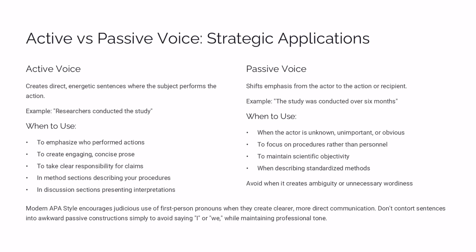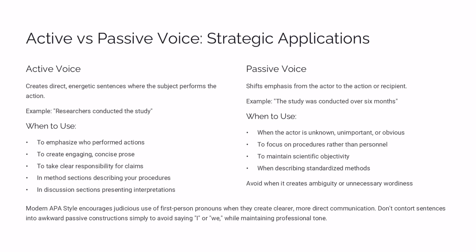Passive voice shifts emphasis from the actor to the action or recipient of action. The study was conducted over 6 months. Surveys were completed by participants, and significant findings were revealed through analysis. All use passive voice to focus attention on what happened rather than who did it. Passive voice serves important functions in academic writing.